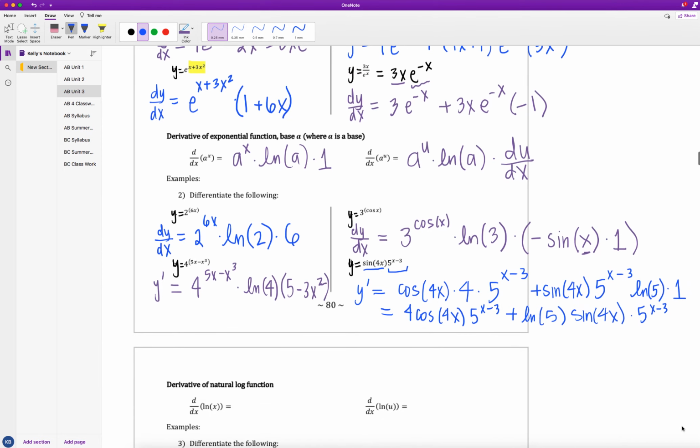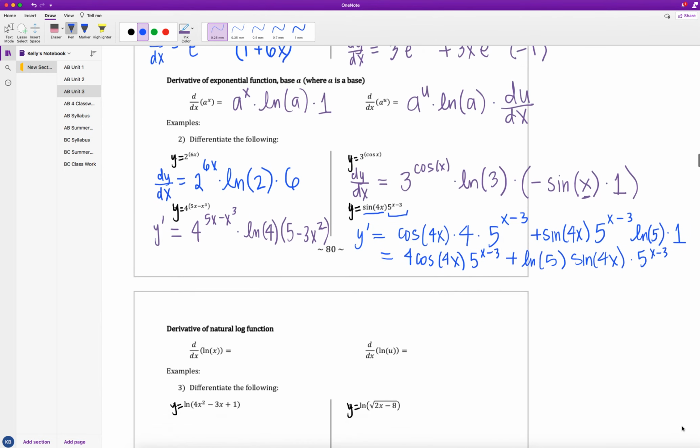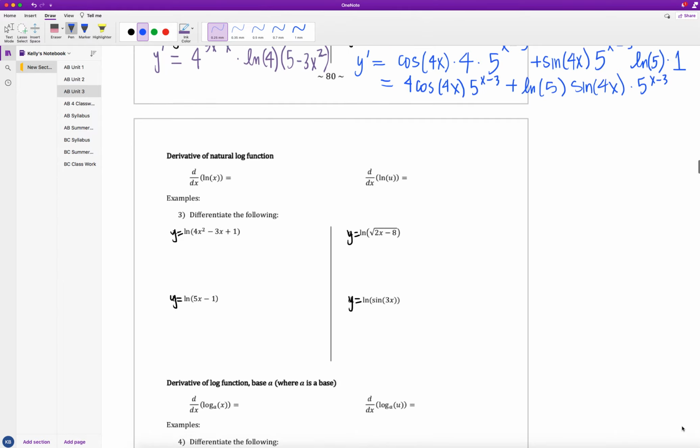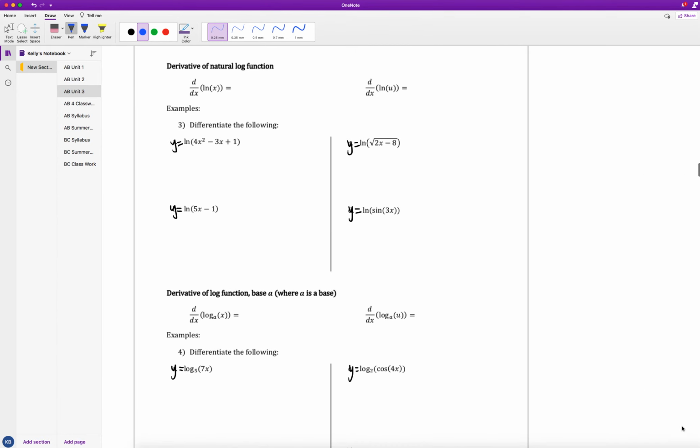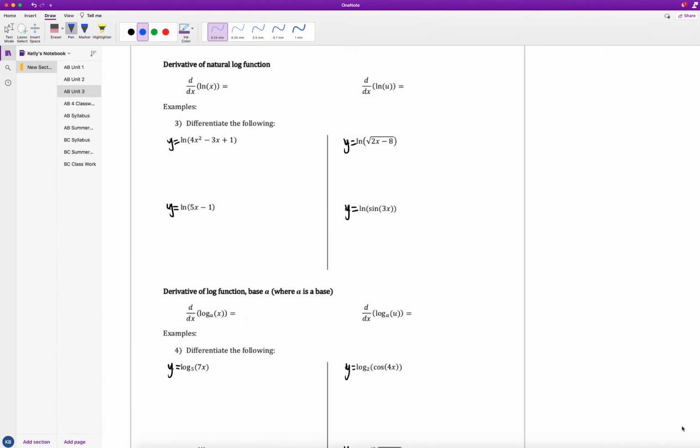Okay, let's look at what happens with log functions. We're going to start by looking at taking the derivative of our natural log function, and then we're going to look at what happens if I change the base. So remember, the natural log function has base e. As a little recall from algebra, if I had log base e of x, this is how we get the natural log function of x. The ln represents our natural log, and it's a shorthand for saying log base e.